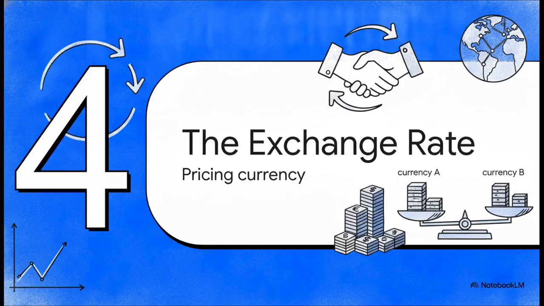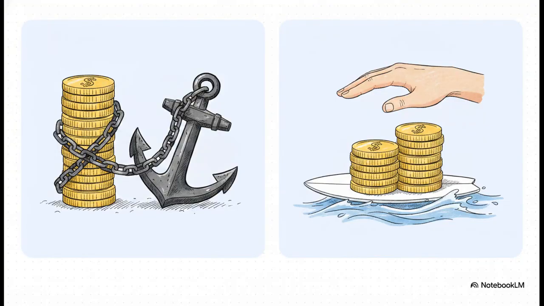Let's transition to Section 4, the exchange rate engine. So how do we actually decide what a currency is worth? Globally, countries usually run on one of two systems. In a fixed exchange rate system, the rate is officially pegged and aggressively maintained by the central bank, which promises to buy and sell its currency at one specific price.